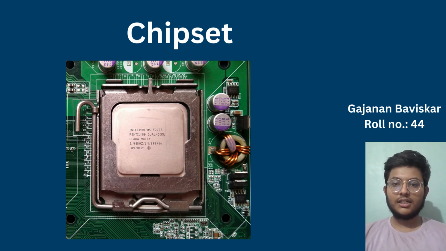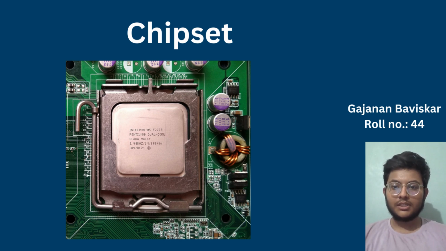The north bridge, traditionally located near the CPU socket, is responsible for managing high-speed communication between the CPU, RAM, and graphics card. It handles tasks such as memory controller operations, AGP or PCIe communications, and provides a dedicated pathway for efficient data transfer between the CPU and memory.